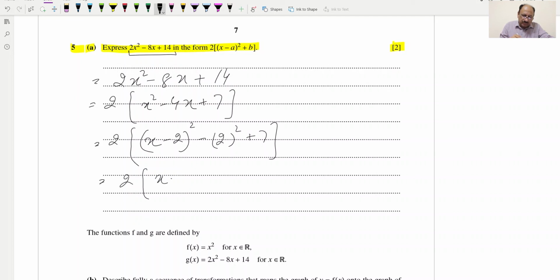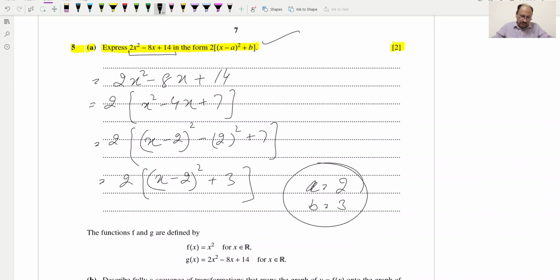So it will be 2 times (x minus 2) squared, and this will be 4, and so it will be plus 3, which is in the same format as required. So the a value is equal to 2 and the b value is equal to 3. This is done. 2 mark question.